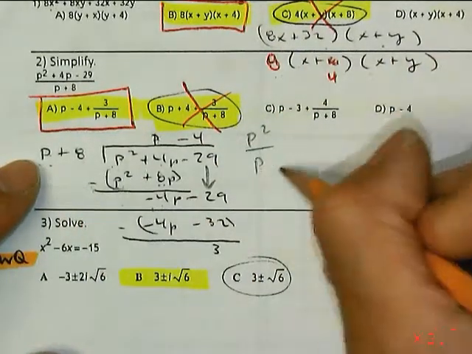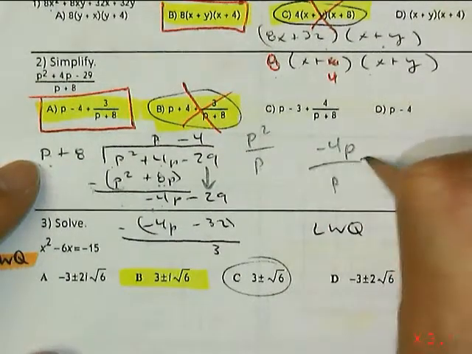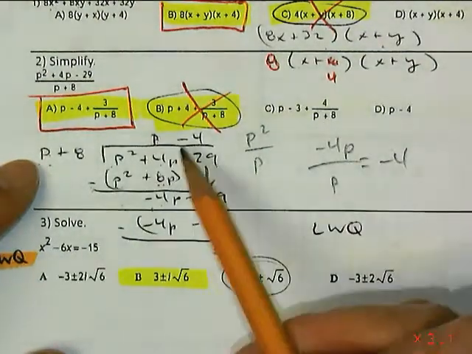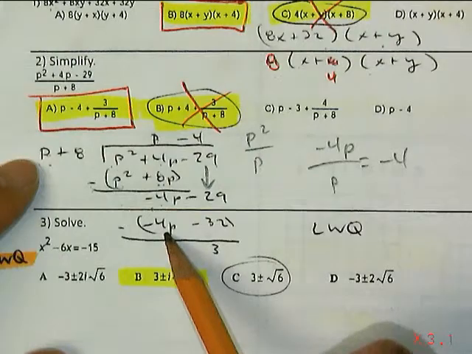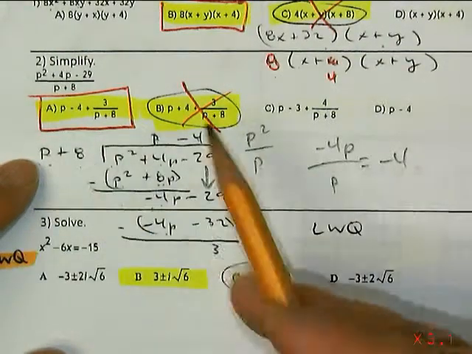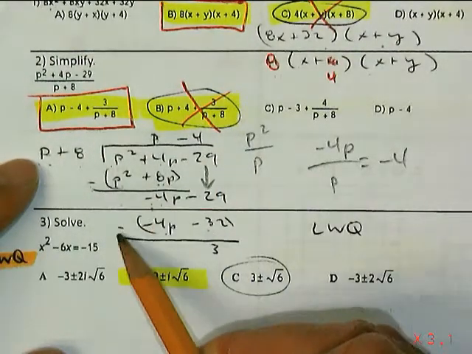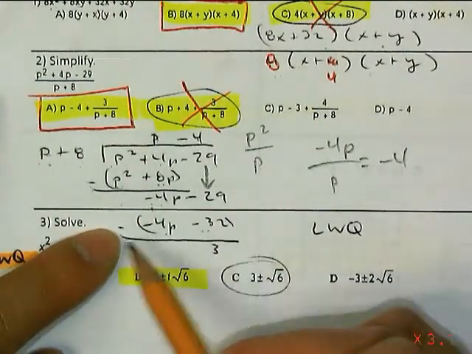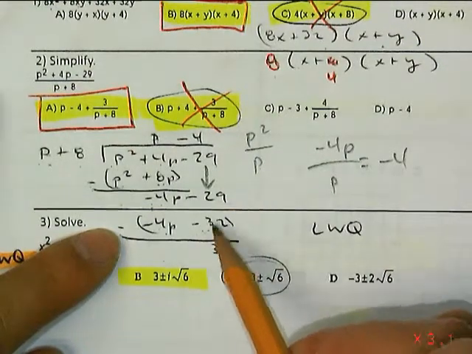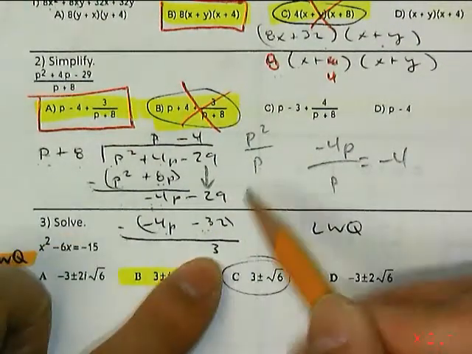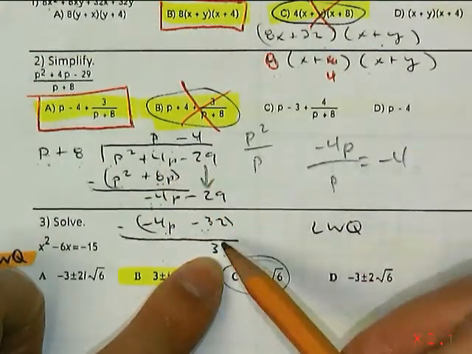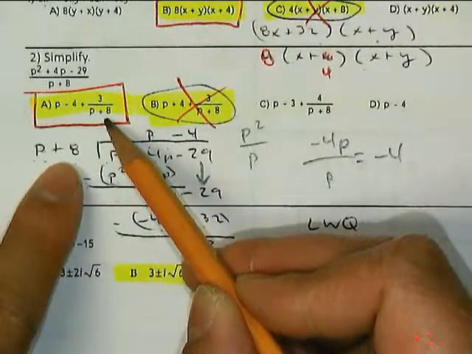P goes into negative 4p. That simplifies to be negative 4. So negative 4 times p is negative 4p, and negative 4 times 8 is a negative 32. Negative 4p on the opposite of negative 4p, that becomes plus, so that's 0p. Negative 29 minus a negative 32, that becomes positive 32, and so positive 32 and negative 29 gives me a positive 3. So this is my remainder. So notice I have p minus 4 with the remainder positive 3 over p plus 8, choice A.